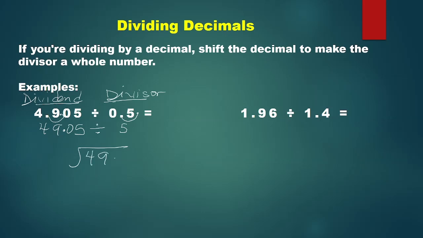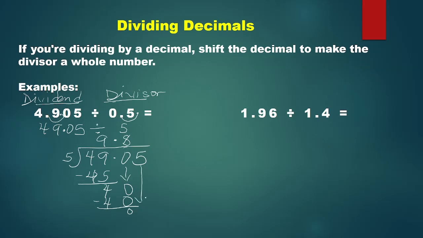So 49.05 divided by 5. 49 divided by 5 is 9. 9 times 5 is 45. If I subtract, I'll have 4. Don't forget to place your point at the top. Then bring down the next number, which is 0. 40 divided by 5 is 8. 8 times 5 is 40. If I subtract, this becomes 0.